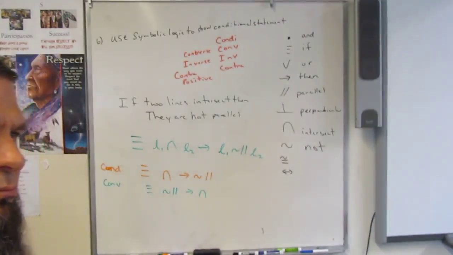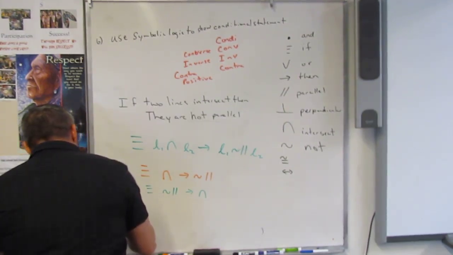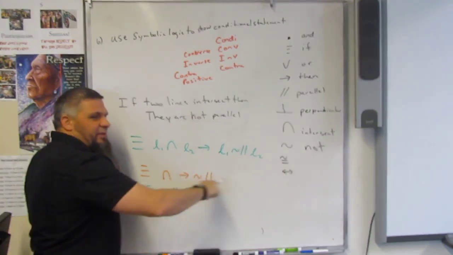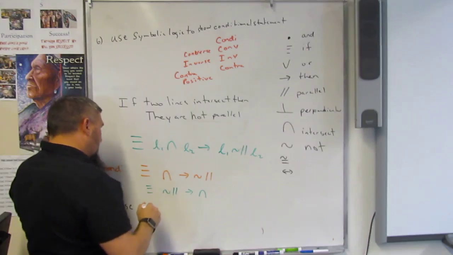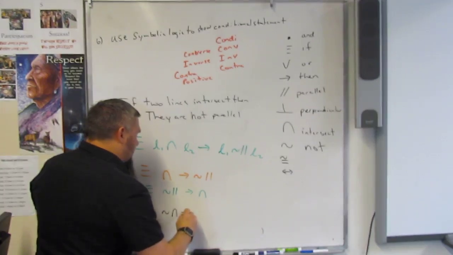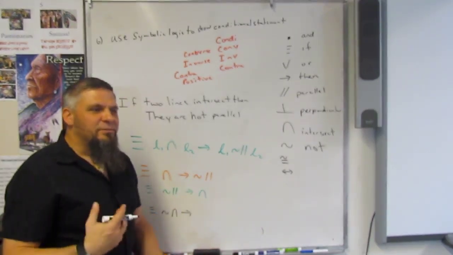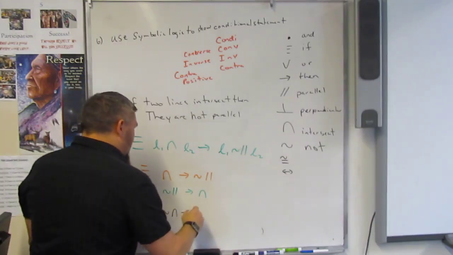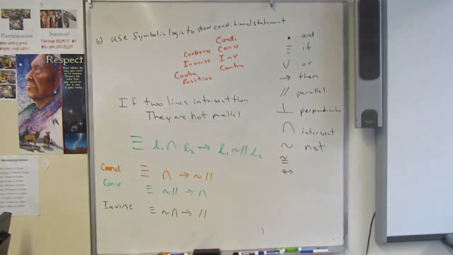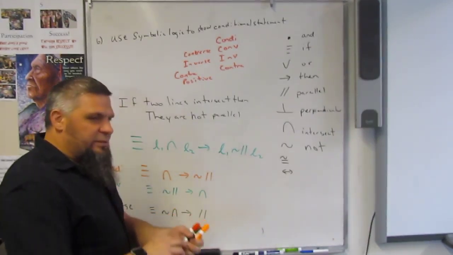All right, then what is an inverse? Well, the inverse is the not of the conditional. So if not intersect, then not not parallel, which makes a positive, so it makes it parallel. Instead of not parallel, we just write parallel. Could you technically write not parallel? Yes, and it would be correct. It's just a double negative. No big deal. This isn't English.